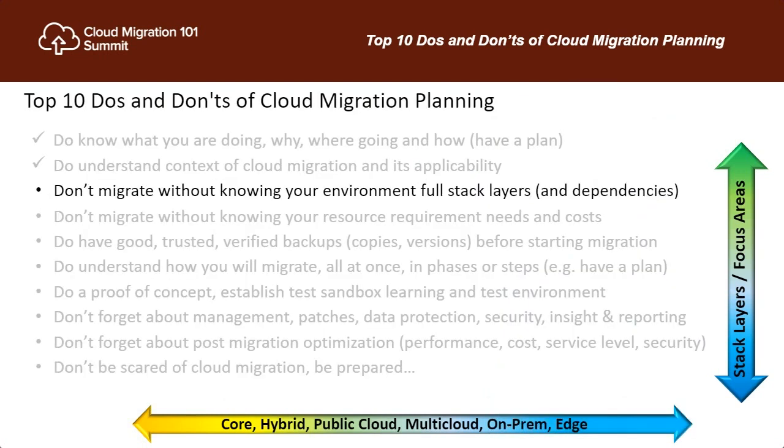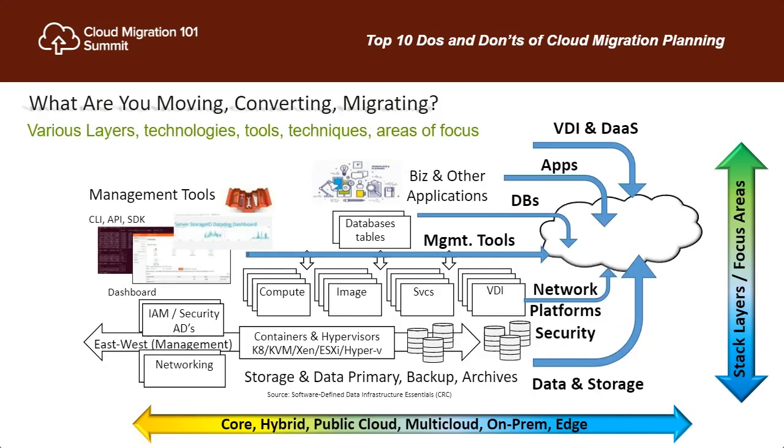All right, so let's move on from there, and let's talk about don't migrate without knowing your environment. And that's from a full stack layers, which means also understanding the different dependencies. So what does that mean? All right, so what are you moving? What are you converting? What are you migrating? We talked about that context a few moments ago, but there is the different layers, those different altitudes at different parts of the stack. Are you just moving something like the virtual desktop or the desktop as a service or Office functionalities? Are you just simply moving those to a PaaS or to a SaaS layer?